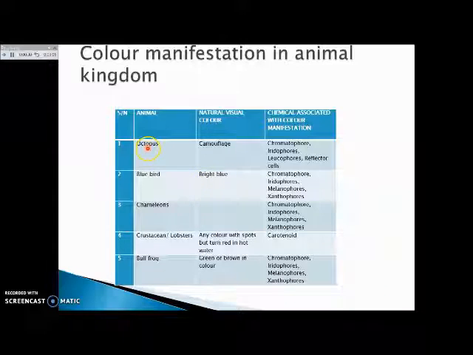Octopus manifests a camouflage, and the chemicals associated range from chromatophore, iridophore, lycophos, and the reflector cell. Also, bluebird is another animal that shows a bright blue color. We have the associated chemicals. We have chameleon also. We have crustacean, and also we have the bullfrog.